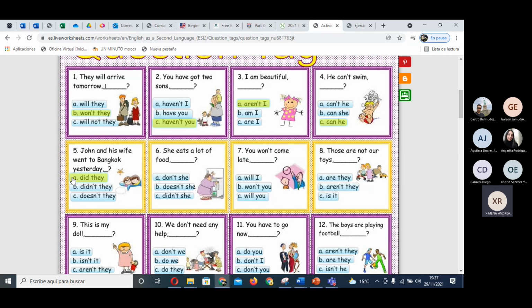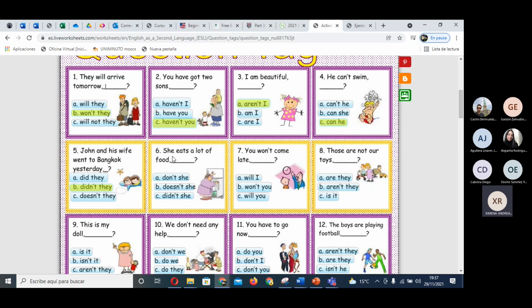Ok, let's try. Miren esta oración, ¿no? Entonces tenemos John and his wife went. Acá identificamos, primero, que el verbo está en pasado, pero además tenemos esta palabra yesterday, una expresión de tiempo que nos habla del pasado. Evidentemente necesitamos el auxiliar, que sería did, pero como la oración es afirmativa, la tag question, recuerden que debe ir negativa. Sería didn't they, ¿listo? Didn't they? Sherilyn, por favor, intenta con la número 6.